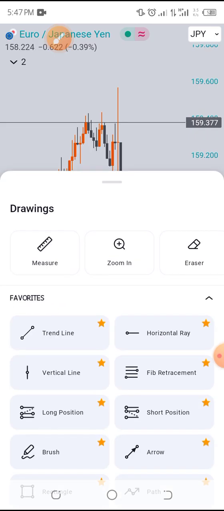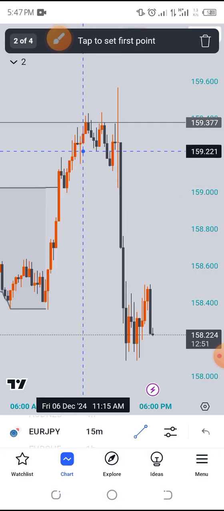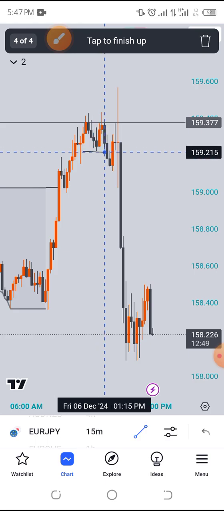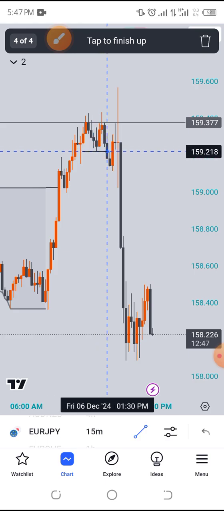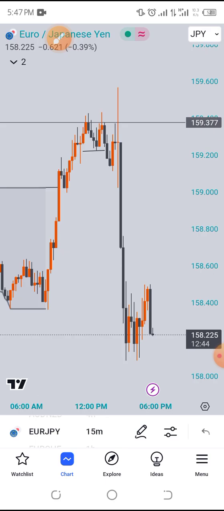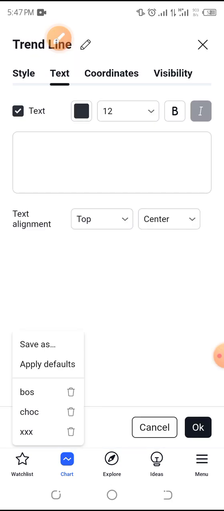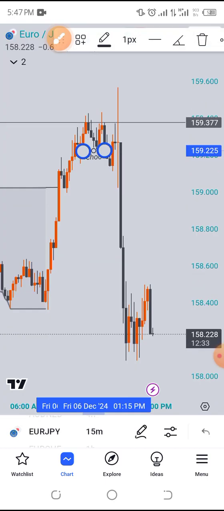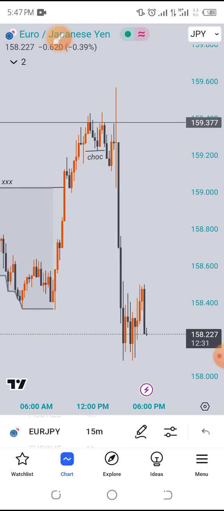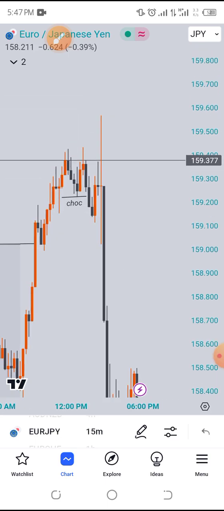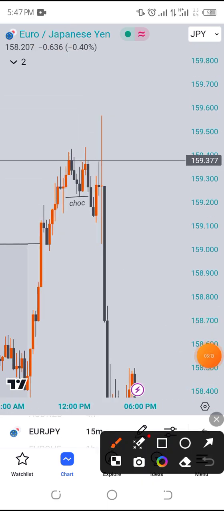Let me show you guys the change of character. You have to train your eyes very well to be able to see when the change of character happens. So this was the point to which we had our change of character. Okay, so let's label it. Just a moment, guys. So change of character. That level right there you see was our change of character. If you zoom in well, you will see that at that level, guys, price actually formed an M pattern. Can you see a clear M pattern?